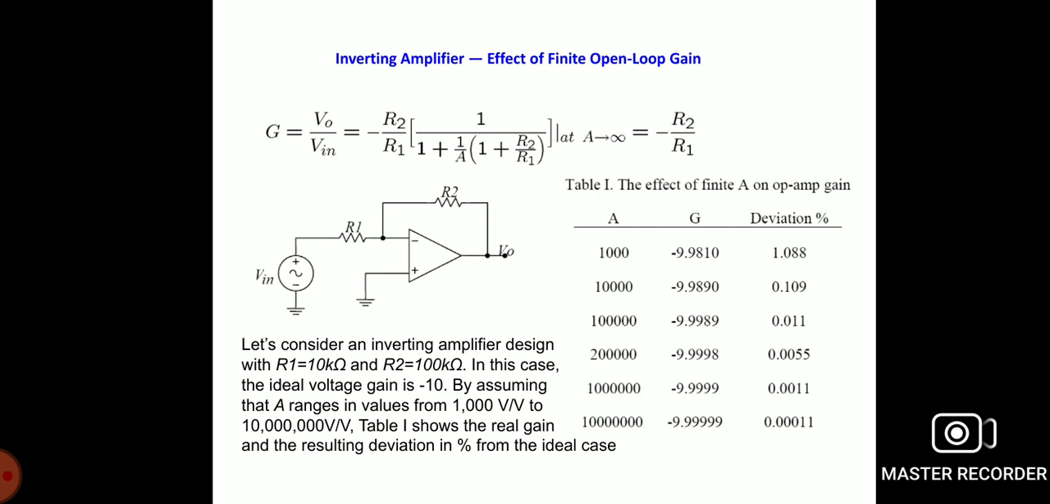Now let us see the structure of the gain: V0 divided by input voltage is equal to negative of R2 divided by R1 into 1 divided by (1 plus 1 divided by A into (1 plus R2 divided by R1)). So under the condition A equal to infinity, the gain of the amplifier is equal to negative of R2 divided by R1.